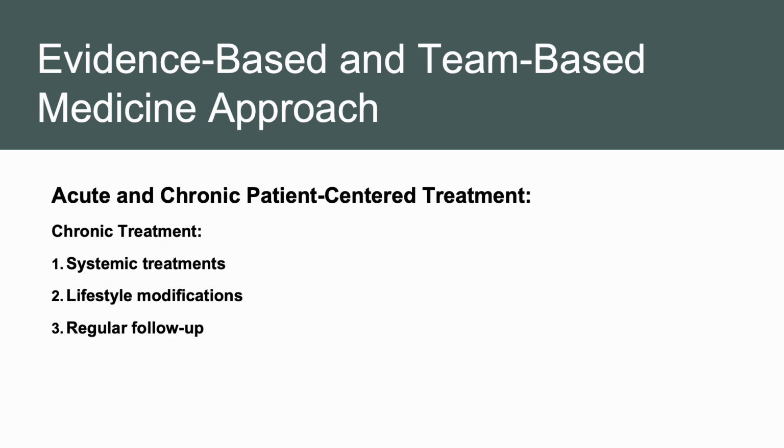If the psoriasis is more moderate or severe, we could consider one of the many systemic treatments we discussed earlier, such as an oral apremilast or JAK inhibitor, or a biologic injection such as a TNF inhibitor, IL-17 inhibitor, or IL-23 inhibitor. We should also discuss with the patient lifestyle modifications, like stress management techniques, dietary adjustments, and regular skincare routines. And then we should emphasize regular follow-up, scheduling follow-up visits every 3 to 6 months to monitor treatment efficacy and side effects.